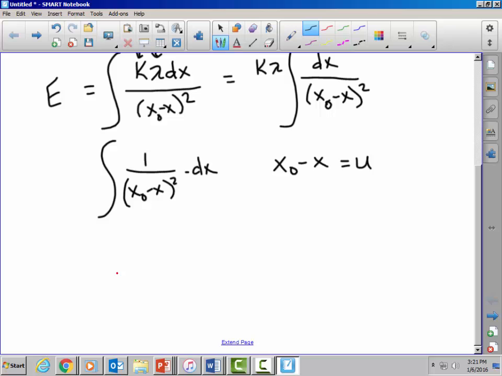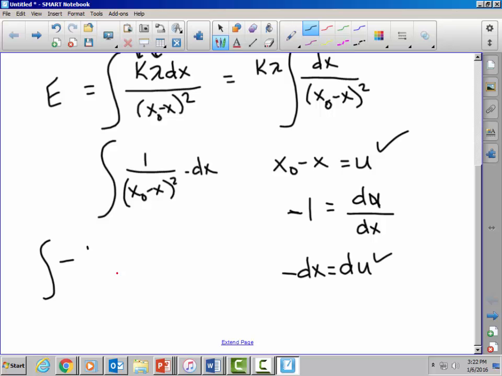And then when I take du with respect to dx, I get negative 1, right? So that means that negative dx is equal to du. So I'm going to use this idea here and here, and I'm going to plug this into my integral. So what I'm going to get is negative 1 over u times du, right? And that negative came from the fact that dx is negative du, essentially.